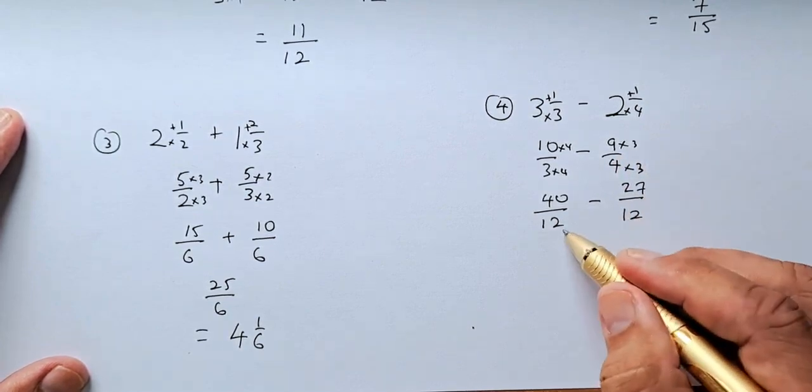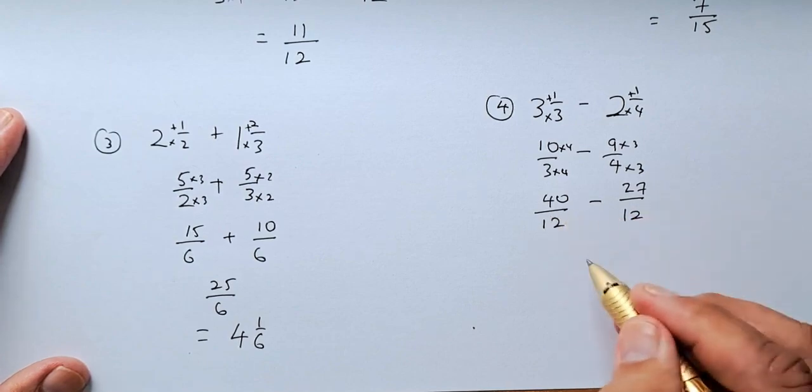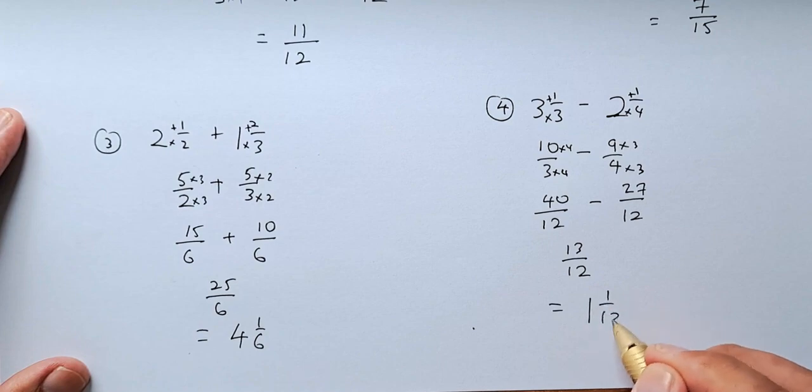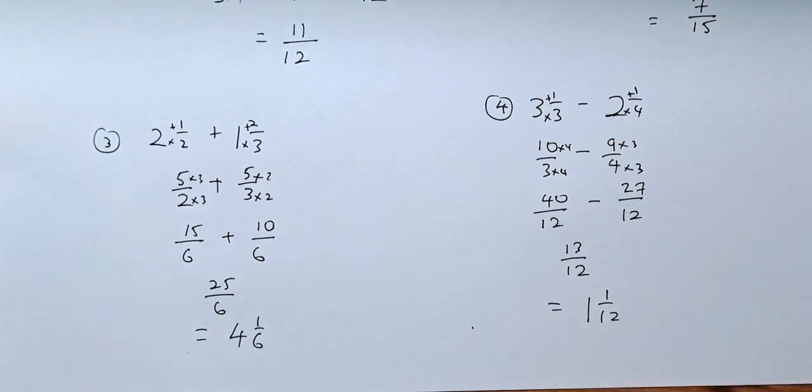And then with the same denominator, 40 minus 27 is going to be 13 over 12, and the answer is going to be 1 and 1/12. So technically, this is just a quick revision.